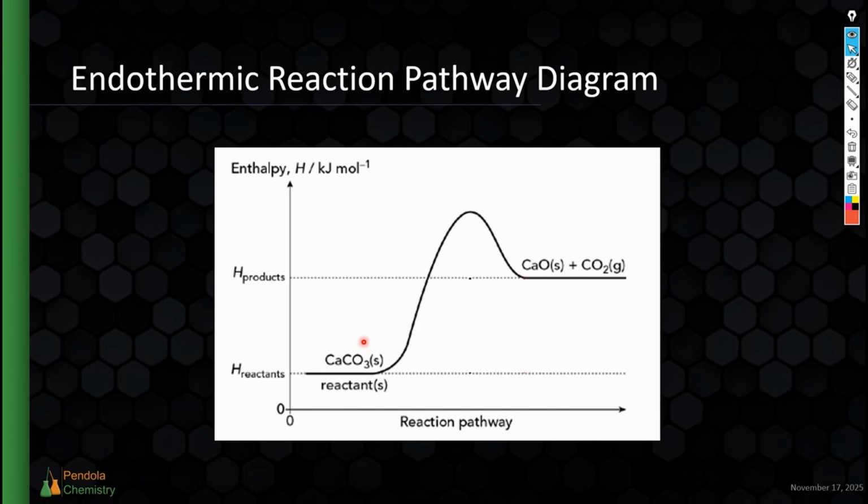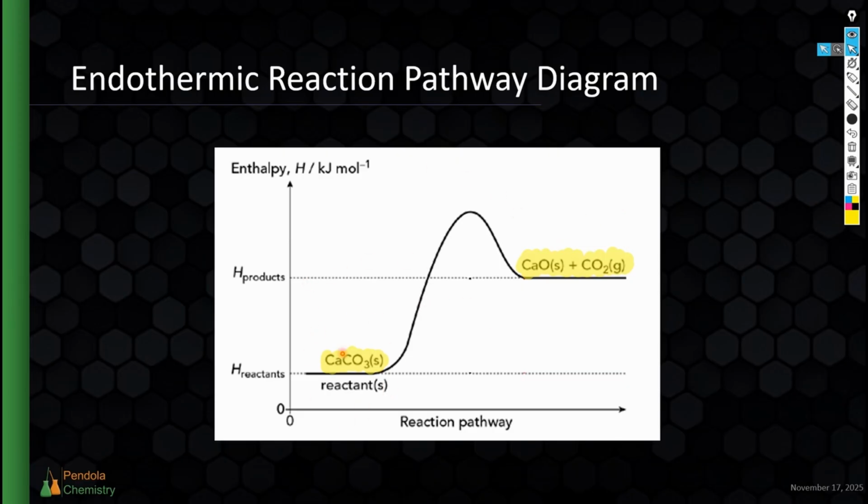Now, in this particular case, we have calcium carbonate decomposing into calcium oxide and carbon dioxide. So I'm going to show this here. We have calcium carbonate, CaCO3, which decomposes when heated, which is a key indication that this is endothermic. It's when heated, to give calcium oxide and carbon dioxide. So this being a reaction that requires heating to happen, that's a pretty clear indication that the reaction is endothermic.